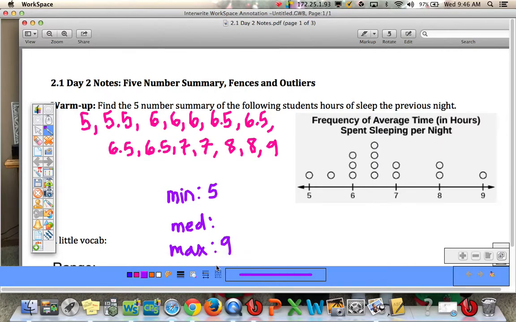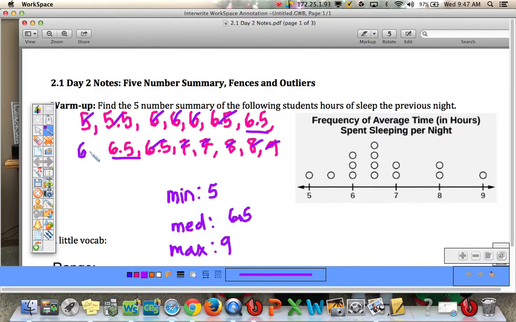All right, median, cross them off until you find the middle. So cross off 3 here, 3 here, 1 here, 1 here. 2 numbers are left in the middle, 6.5 and 6.5. So the median would be 6.5. You could add them up, divide by 2, you would still get 6.5.